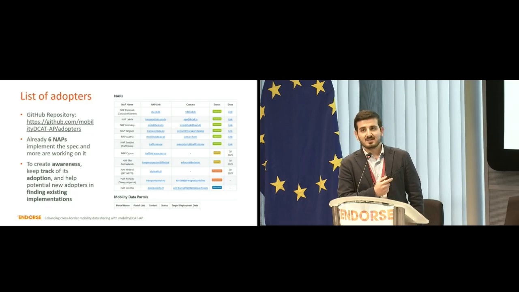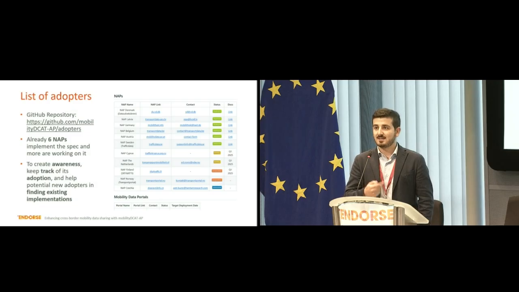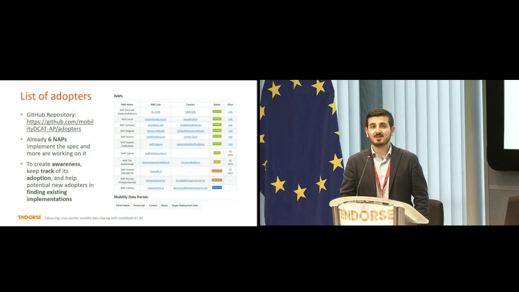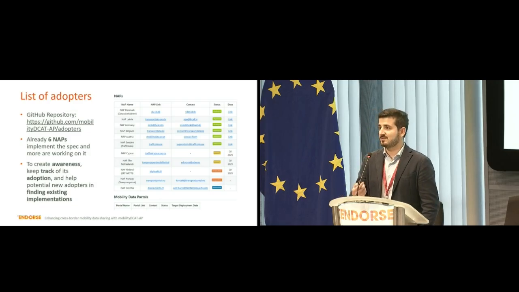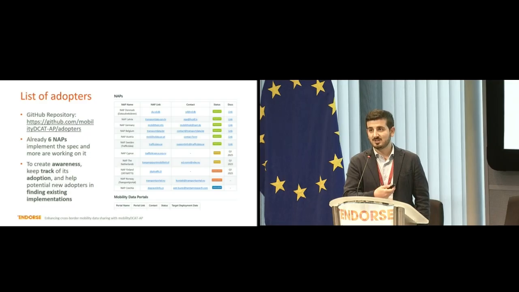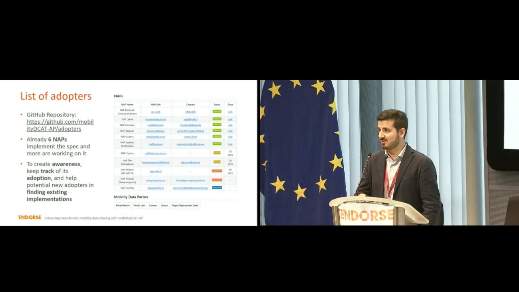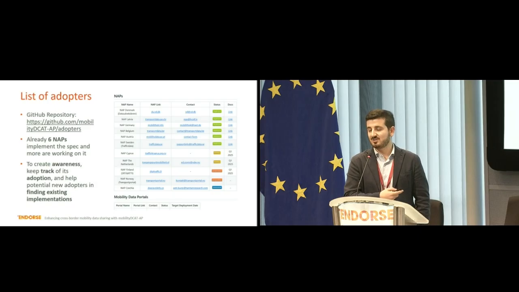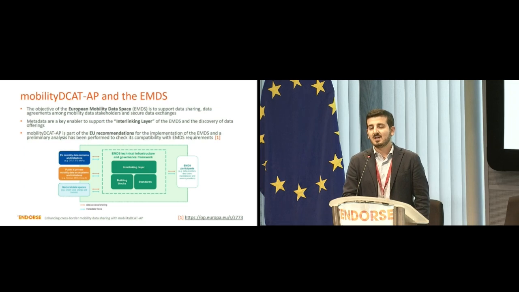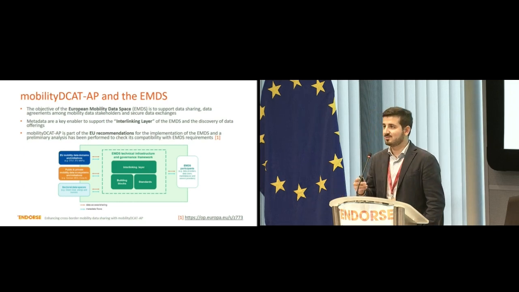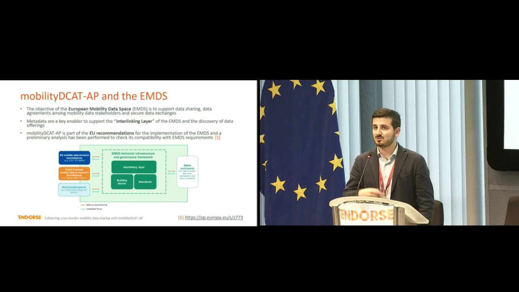And here we have another repository that documents the current adoption of mobilityDCAT-AP. Also on this aspect, we are very happy because the regulation helps us in guaranteeing that this specification is really adopted, and we already have 6 national access points that implemented it, and you can find the list on this page.